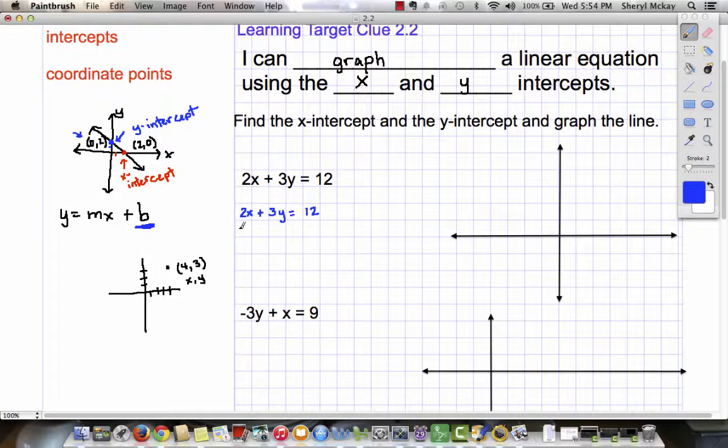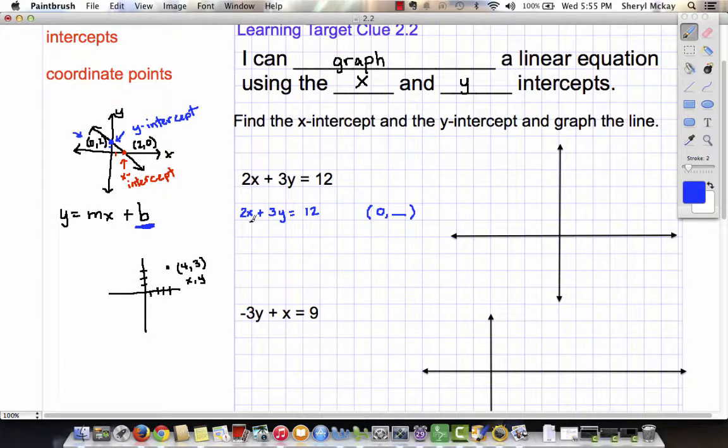So that means that the y-intercept must be 0 for the x. It's just the y that I need to find out, because it's somewhere along this y-axis. All right? So if I put 0 in the place of x and solve for y, that should tell me what the y-intercept is. So I'm going to do that.